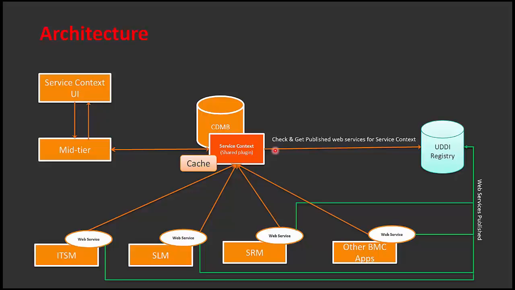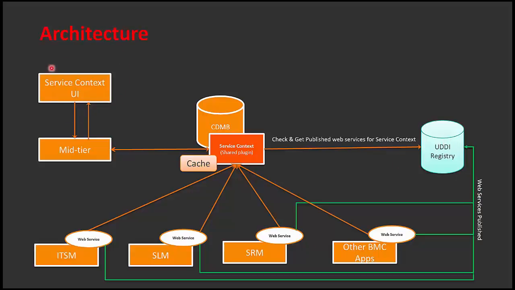This is the architectural diagram for service context. Service context runs as a plugin within the Atrium shared plugin server on CMDB servers. To feed data to service context, all of the applications need to implement a web service interface defined by service context. Applications' web services are published in UDDI.